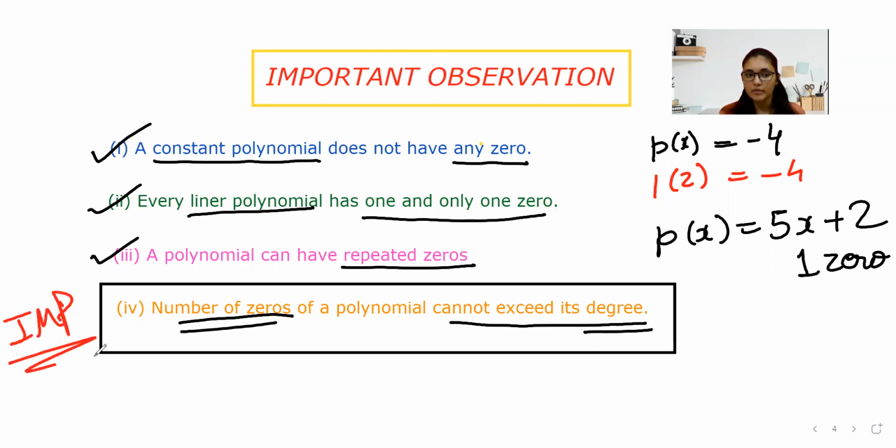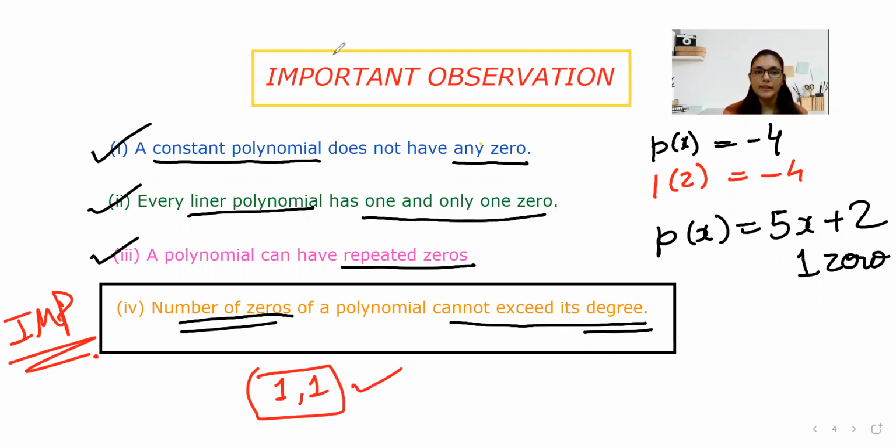It is very important. So I will repeat once again that the number of zeros of a polynomial cannot exceed its degree. Whatever the degree of the polynomial, that is the maximum number of zeros it can have, not more than that. And it is also possible that if it is a quadratic polynomial, a maximum of 2 zeros will be there, but maybe both the zeros are the same, that is 1, 1. 2 zeros are there and both are the same. So this is possible.